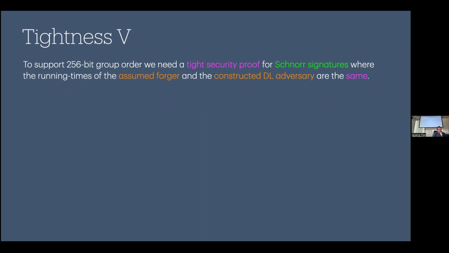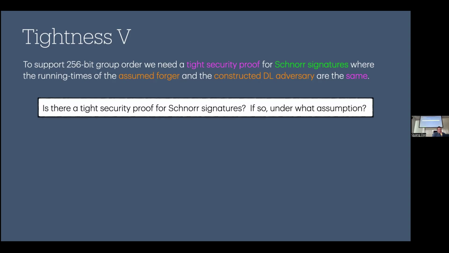Yeah, so what we want is to give a tight security proof where the running times of the assumed forger and the constructed DL adversary are the same. That's what we'd like to do. More generally, we can ask, are there tight proofs of security for Schnorr signatures? If so, under what assumption? It's definitely true for some assumption, like if you assume that it's hard to forge Schnorr, then you get a tight proof of security for Schnorr, right? So there is some assumption, but we want to minimize the assumption to the extent possible.